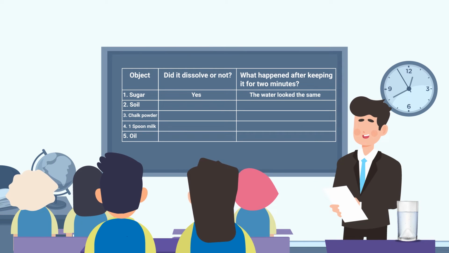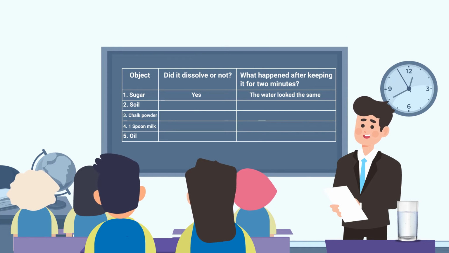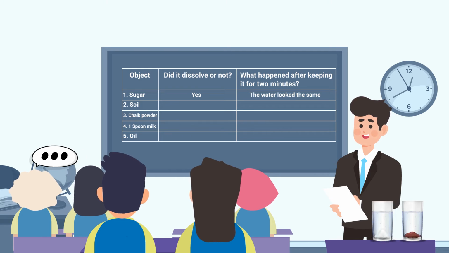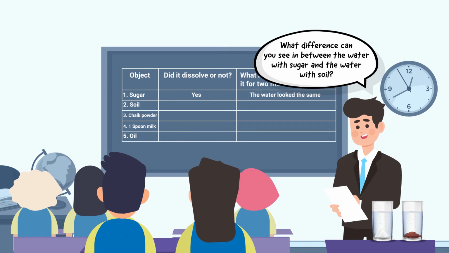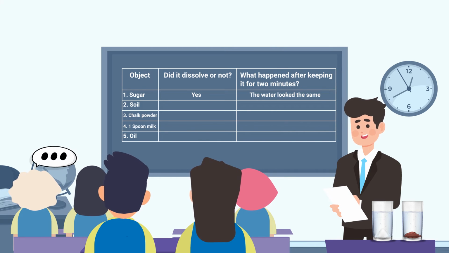After the students are done, ask them a few questions such as, "Could you see the sugar after it dissolved in water? What happened to the sugar?" Let the students respond. Then ask, "What difference can you see in between the water with sugar and the water with soil?" Accept all the possible responses.